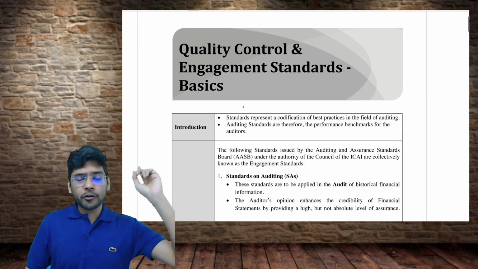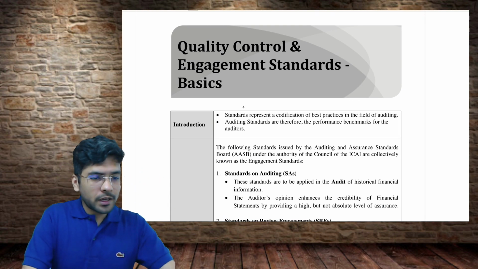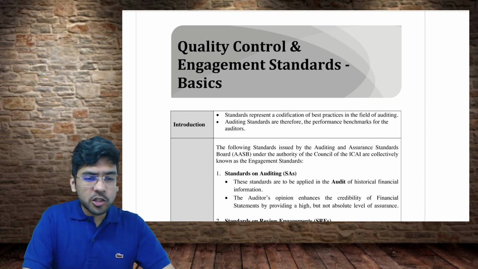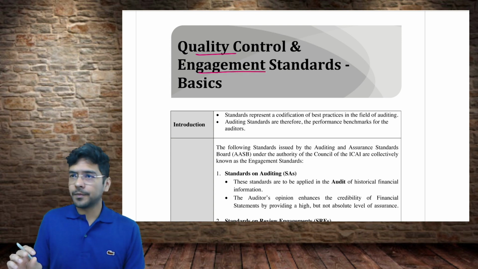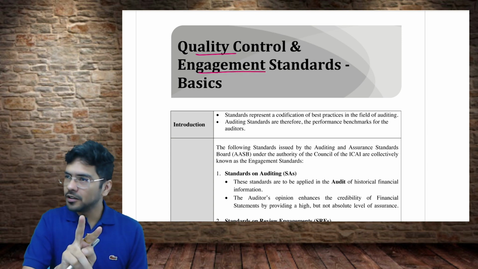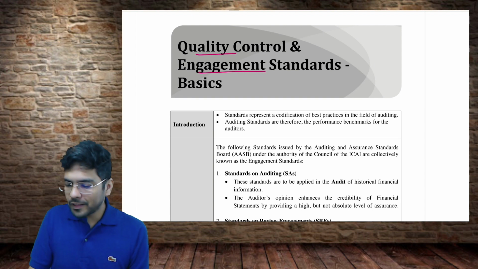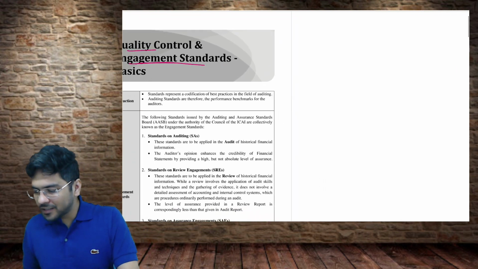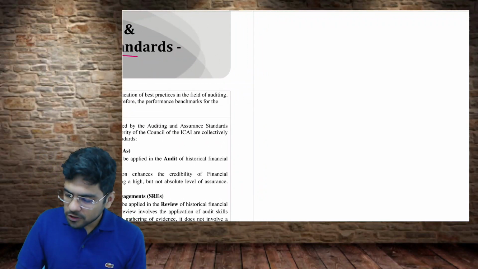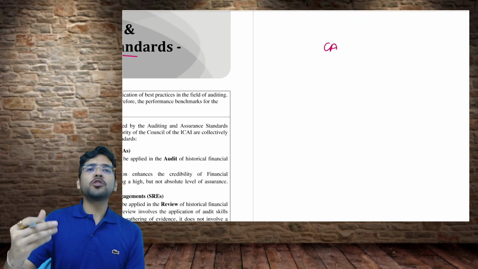If you can see, the name of the chapter is basically quality control and engagement standards. We have two different types of standards in our course. One is quality control and the second one is called what? Engagement standard.